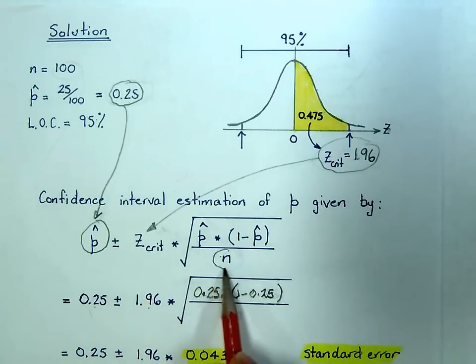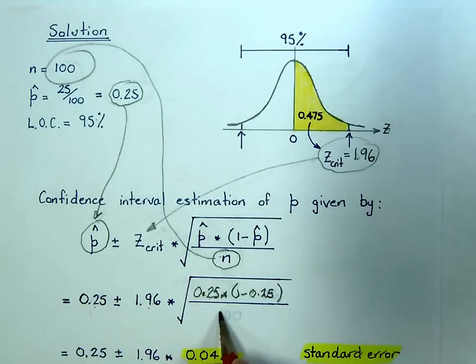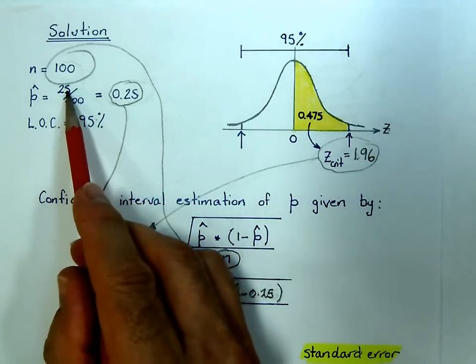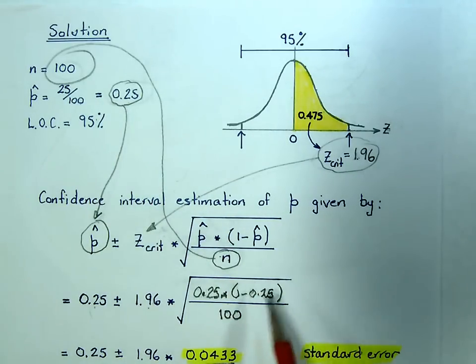And we also know what little n is, that's the sample size, and we can get that from up here. So we put little n equals 100 in here. Just be careful to put 100 there as the sample size and not the 25. The sample size is n, and that is 100.